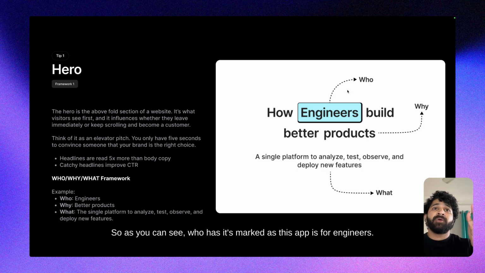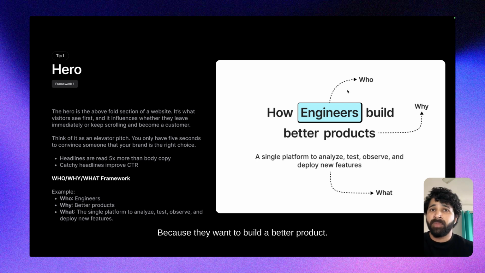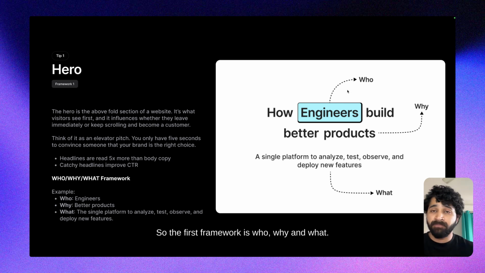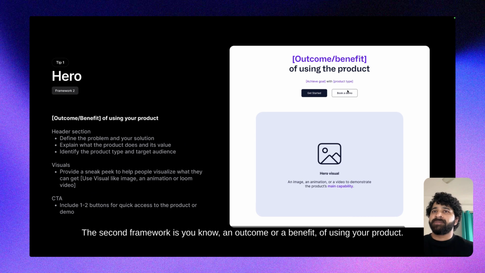As you can see, who is marked as: this app is for engineers. Why? Because they want to build a better product. And what is going to be the sub description? You can use this framework because your headlines carry about 5x more weight than your body copy. So make sure you are using a catchy headline which has a hook as well. So the first framework is who, why, and what. The second framework is the outcome or benefit of using your product.